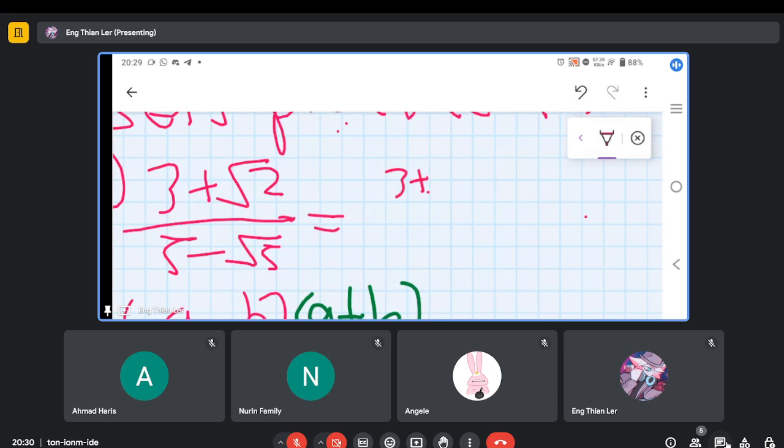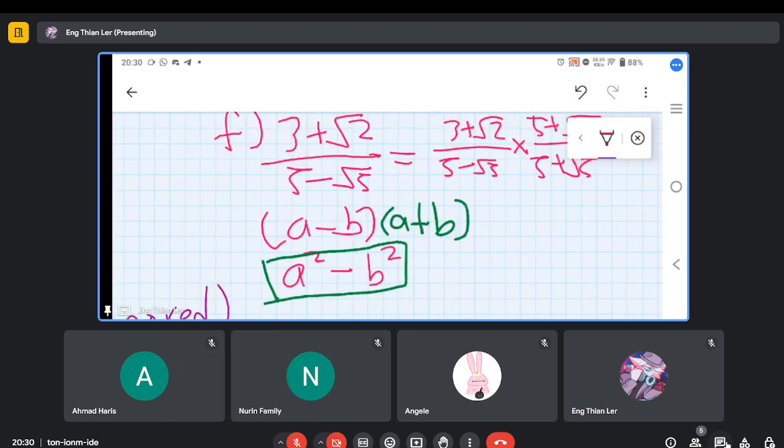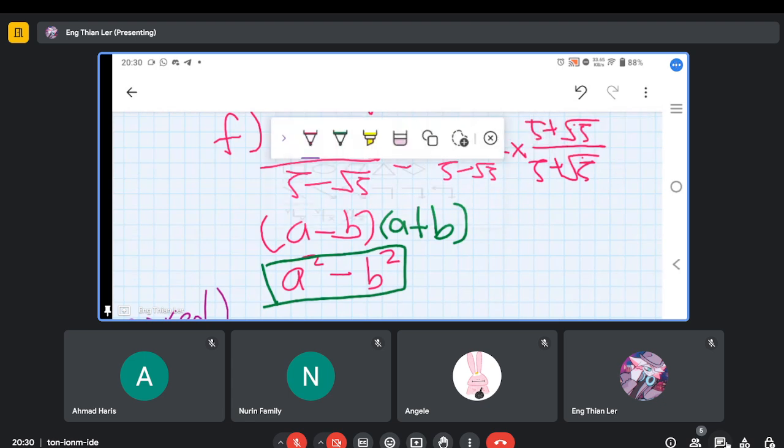So 3 plus root 2 over 5 minus root 5, and then multiply the top and the bottom by 5 plus root 5, and the bottom is also the same, 5 plus root 5. I'm going to erase this first.